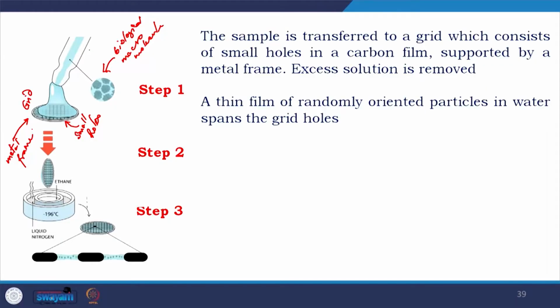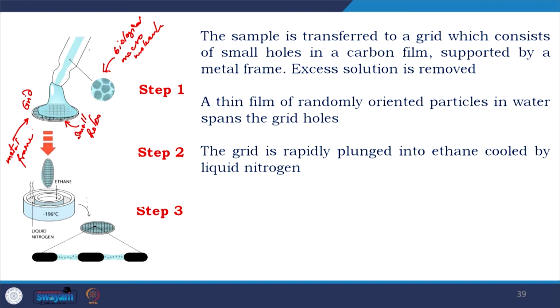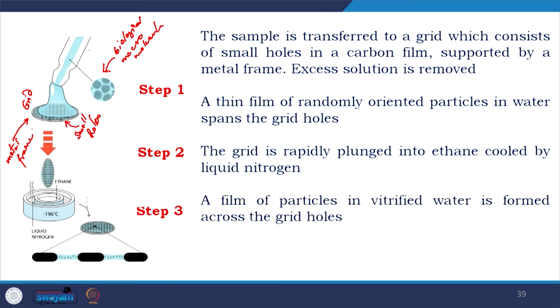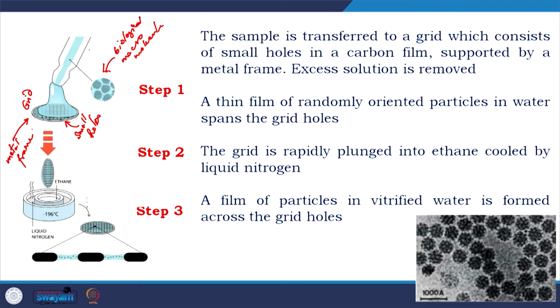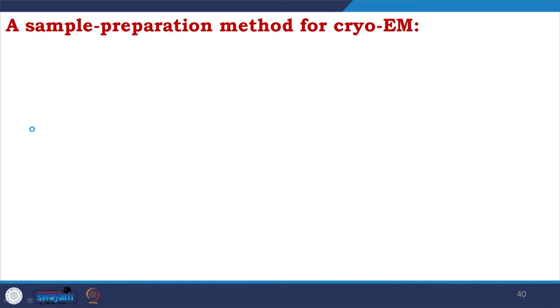Coming to step 2, a thin film of randomly oriented particles in water spans the grid holes. The grid is then rapidly plunged into ethane cooled by liquid nitrogen. Coming to step 3, a film of particles in vitrified water is formed across the grid holes, and you see when you keep them under the microscope what the picture or the micrograph looks like.